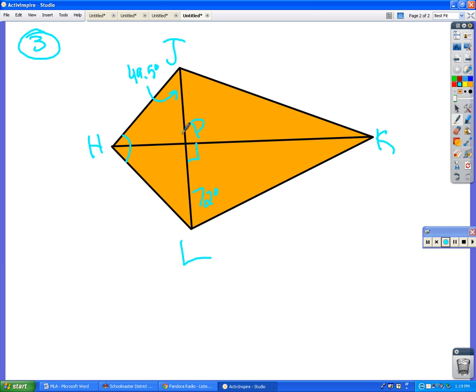She knows that this is a 90-degree angle also. 49.5 plus 90 is 139.5. That was from 180. Okay, so 180 minus that, and then you get 40.5. Since this angle right here is 40.5, and since it's a kite, that angle right there is also 40.5, so the whole thing adds up to 81 degrees, which was answer choice C.